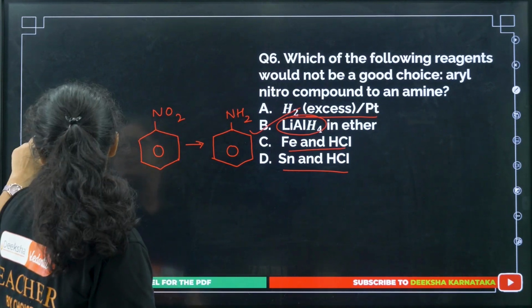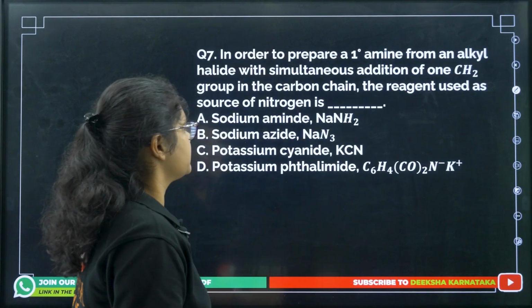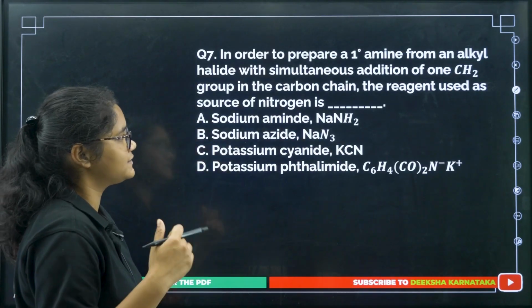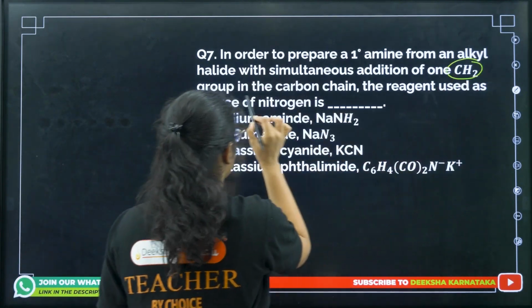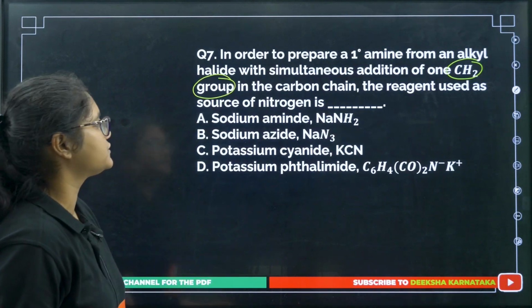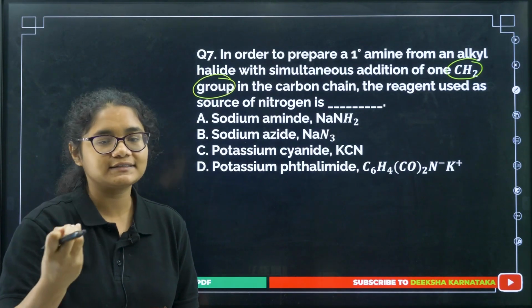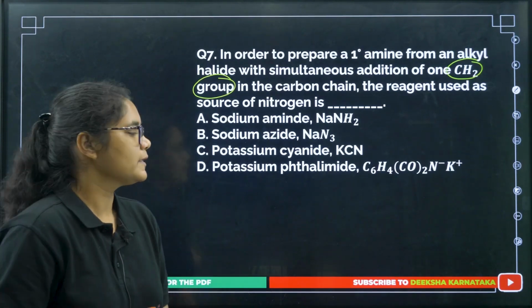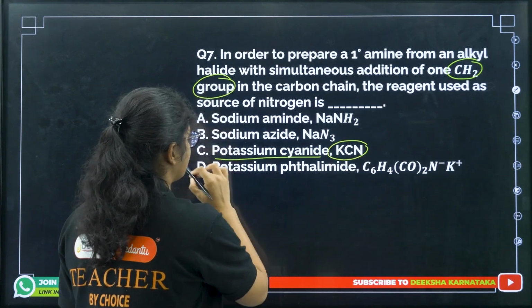Okay, next one, next question. In order to prepare primary amine from an alkyl halide with simultaneous addition of one CH2 group, so there is an addition of one more CH2 group, carbon number has increased, then the reagent used as a source of nitrogen is. So remember, whenever you have to increase the number of carbon, the CN group should be used. So that is treating with potassium cyanide, KCN.